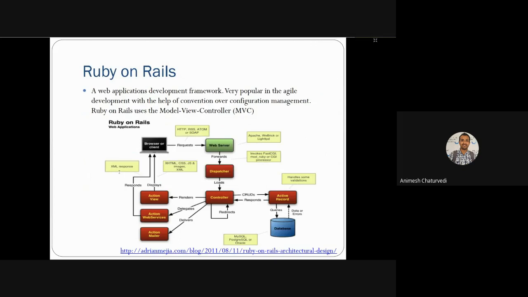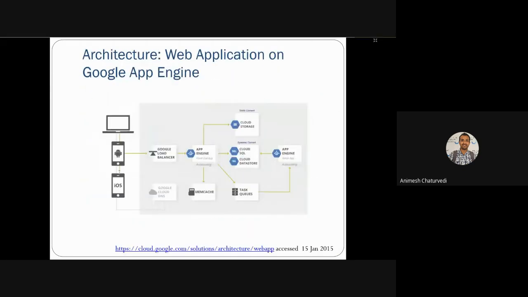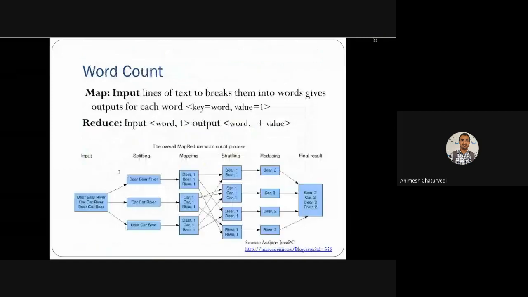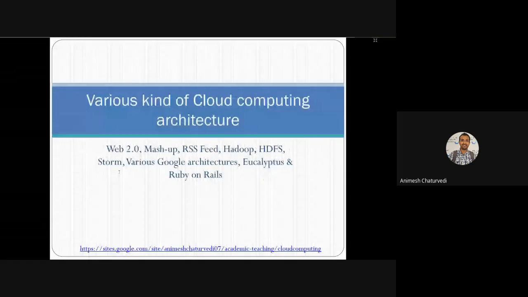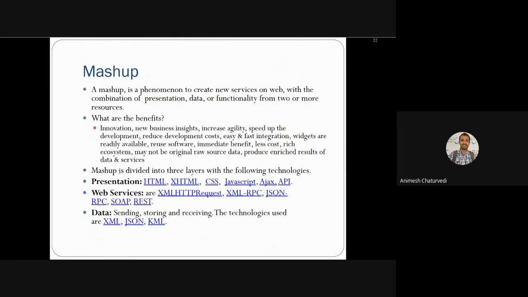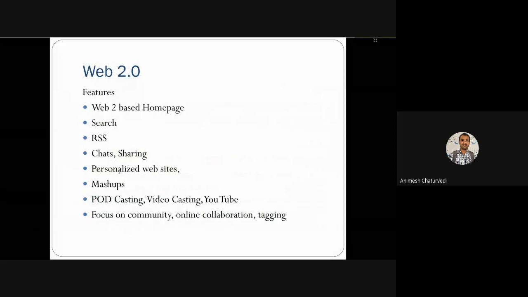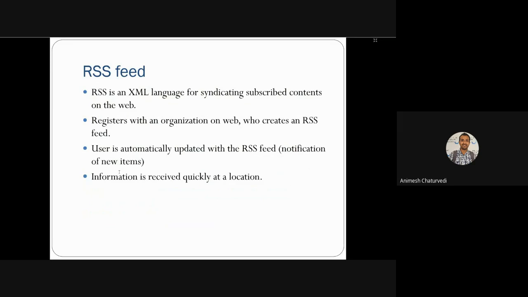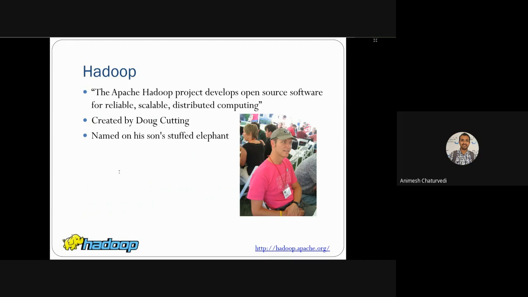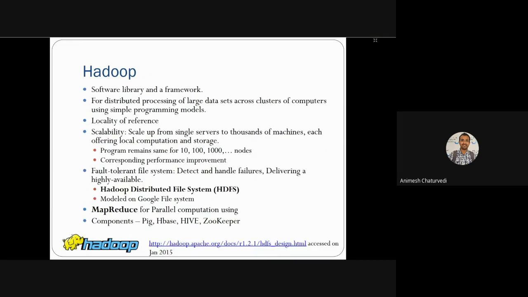This is all about the advanced Google architectures, or the cloud architectures available in the world. So we discussed Web 2.0. We discussed how different mashups could be done in Web 2.0 with the help of different services working together, and they can provide it as a mashup. And we discussed the RSS feed, that you can register and get notified. Then we discussed the basics of Hadoop, the Hadoop distributed file system, and MapReduce.